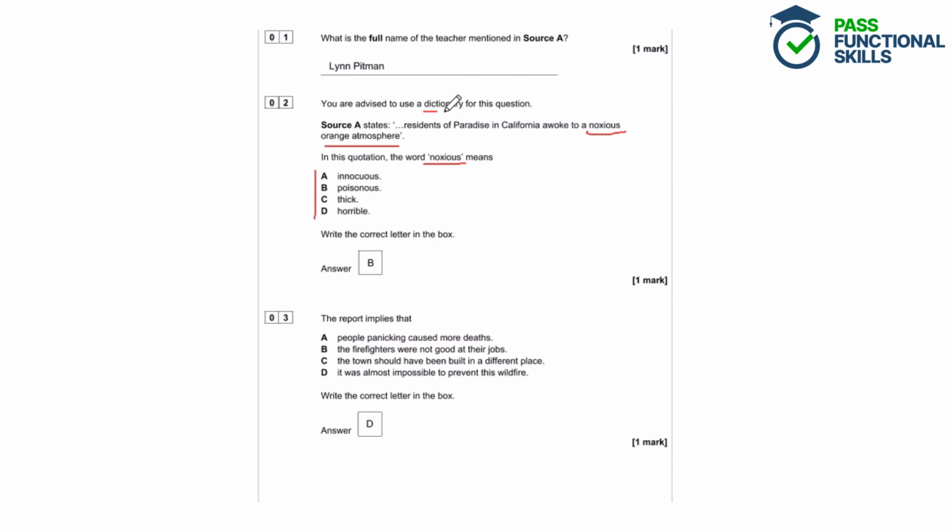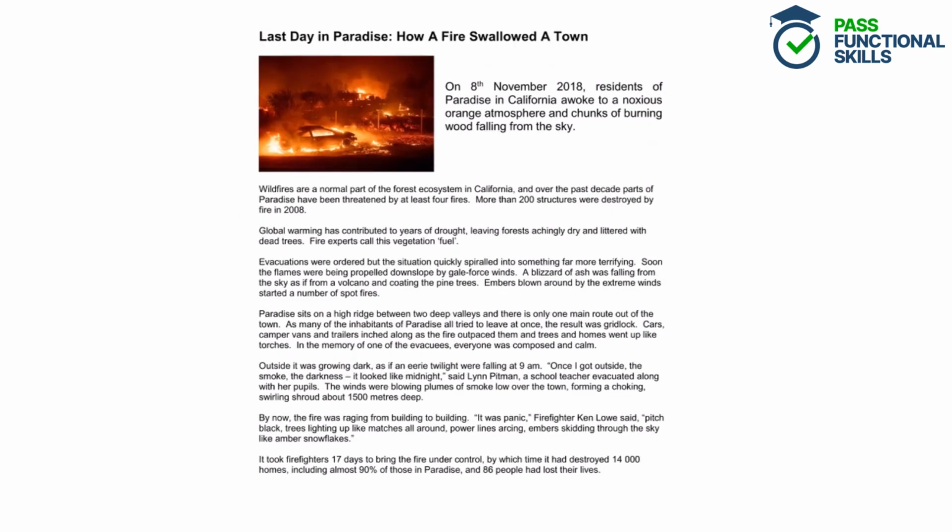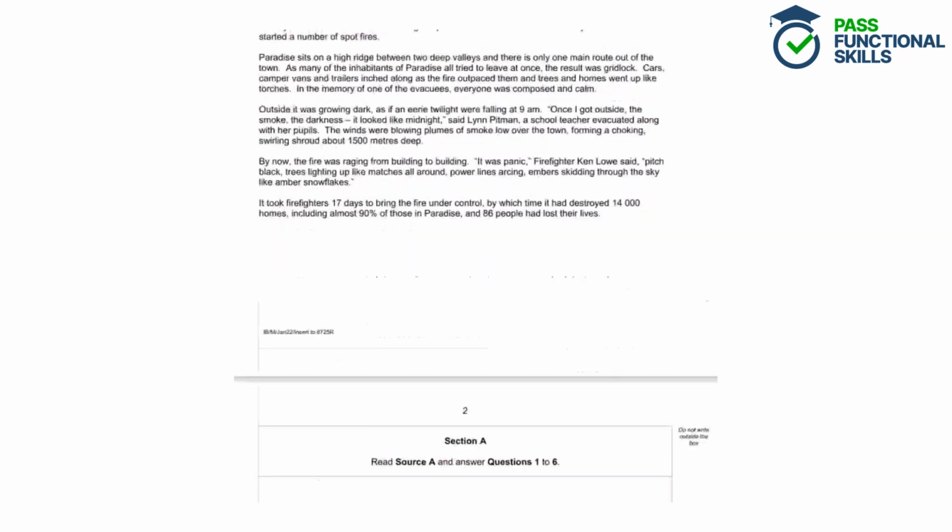We can use our dictionary and we can also use source A to discover the meaning of the word noxious. So let's have a look at the source and see if we can get any clues about the meaning. So it says, on 8th of November 2018, residents of Paradise in California awoke to a noxious orange atmosphere and chunks of burning wood falling from the sky. So what does noxious mean? Well, we can get an idea based on the image that's being provided. We can see that there's lots of smoke in the atmosphere and there's a lot of destruction and harm going on. So that gives us some clues there.